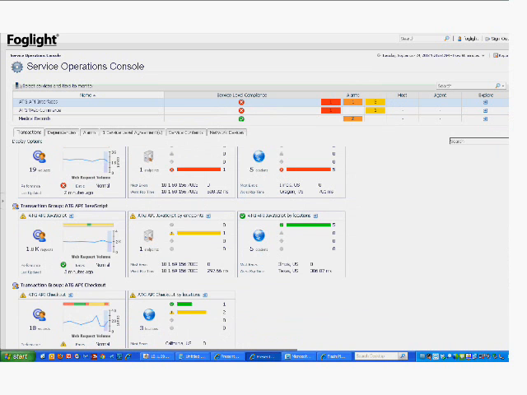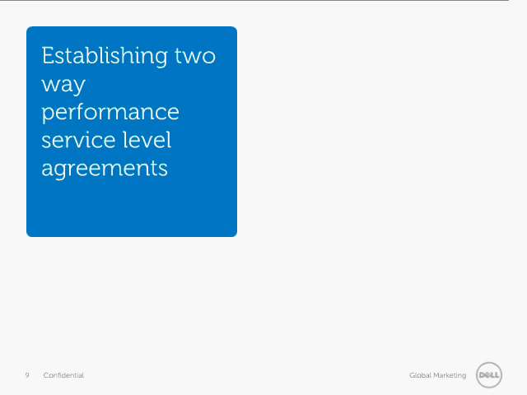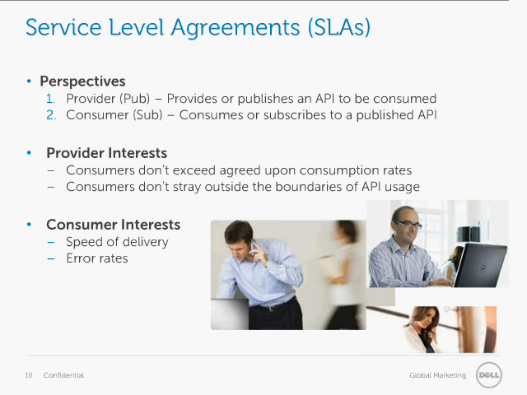All right, so next we're going to talk about establishing two-way performance service level agreements. And what's interesting here is all the customers that we have that use our API monitoring, what they're really interested in are these two-way SLAs. So they have a customer that's using their API, and then they need to give them a way to understand it. So really what we look at here is perspectives.